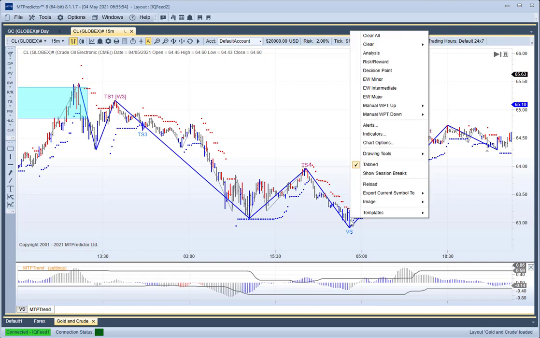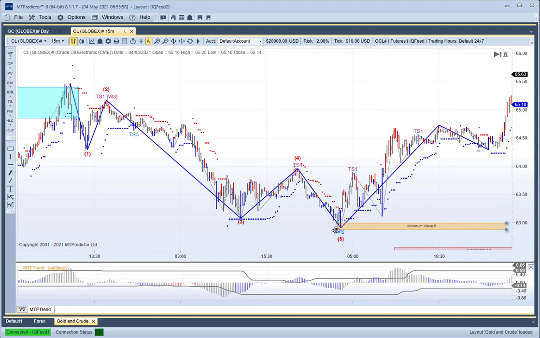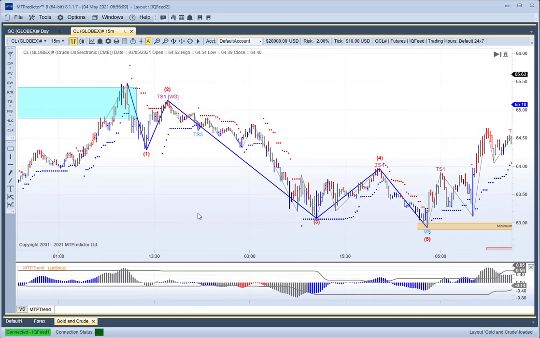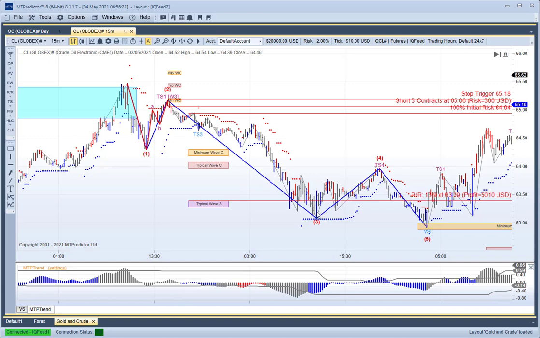And if I right mouse click down the bottom and do Elliott wave major, you can see that's exactly what the market did here. It went 1, 2, 3, 4, 5 with the low right at our minimum wave 5 WPT. But can you see where our wave 3 trade setup unfolds? Our wave 3 trade setup unfolds as the wave 2 is completing. So it's designed to catch the end of the wave 2 to then, if I place the analysis on, to then trade the wave 3.